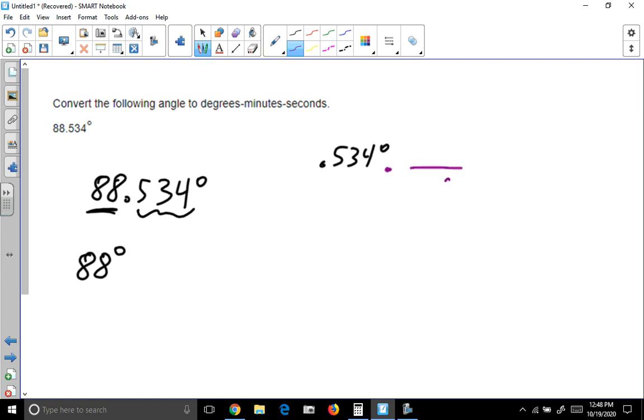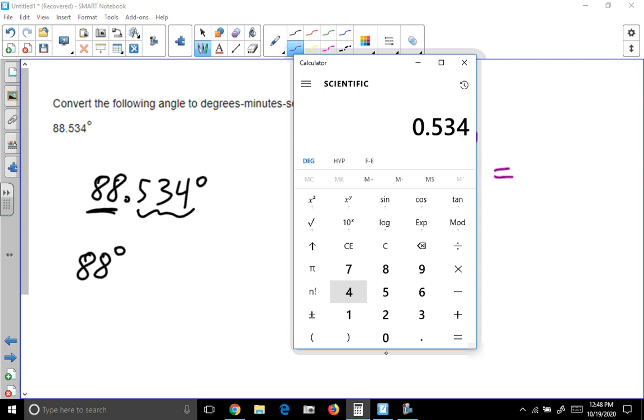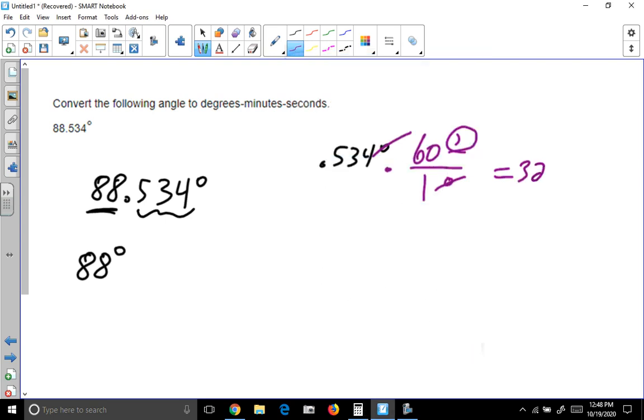So if we have a degree on top, put degrees on bottom, and we're changing to minutes. 1 degree is equivalent to 60 minutes, so the unit on top and bottom that match cancels. This leaves us with minutes. So 0.534 times 60, 32.04. And that's in minutes. So at this point, we're at 88 degrees, 32.04 minutes.